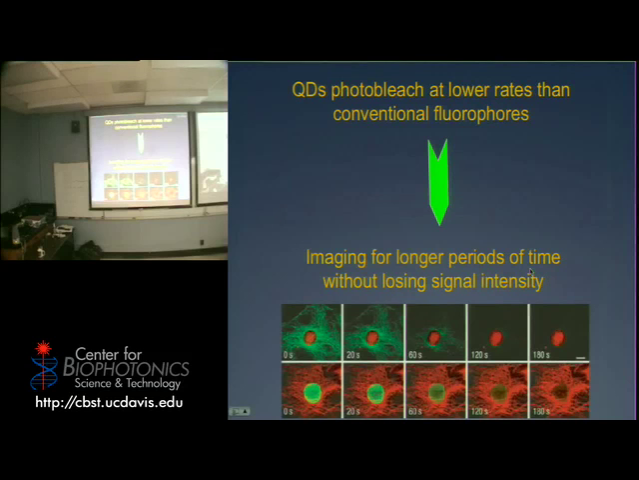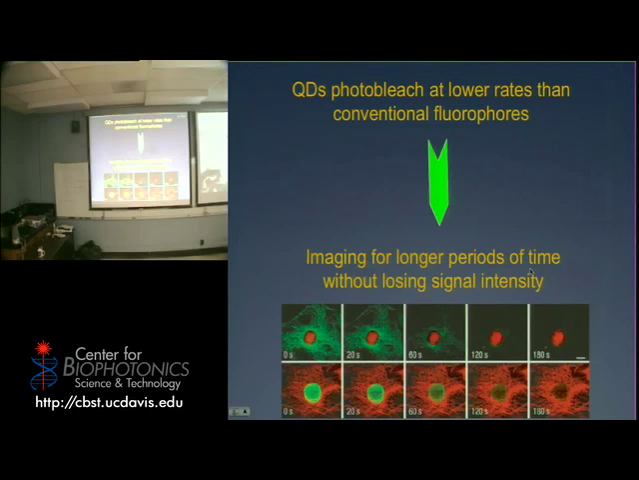So let's take the top row. Which one is labeled with a quantum dot? The outside or the inside? The green or the red? The red, right? Because it stays, it doesn't photobleach. Well, this one is the opposite, right? The outside has been labeled with a quantum dot and the inside is an organic fluorophore and bleaches out.